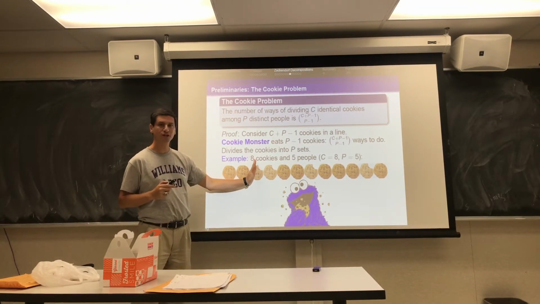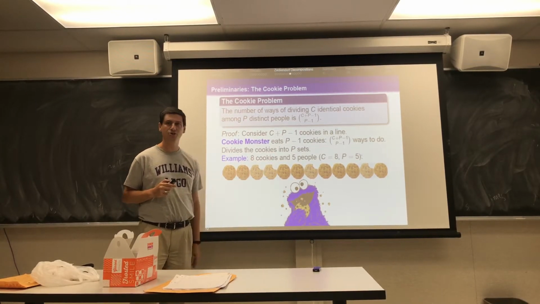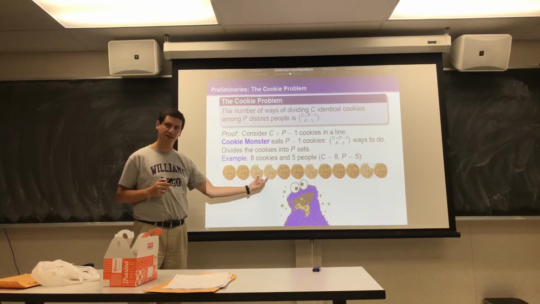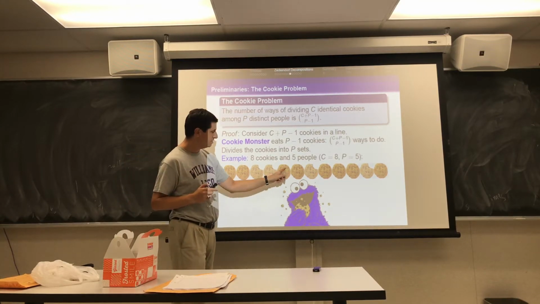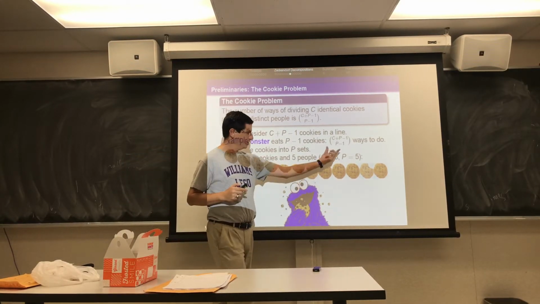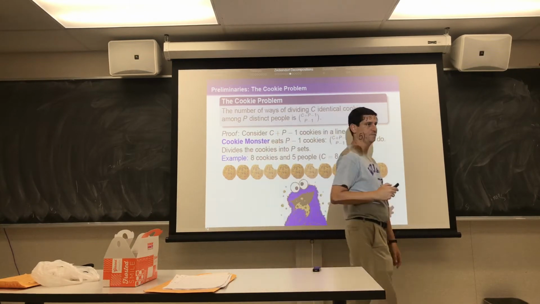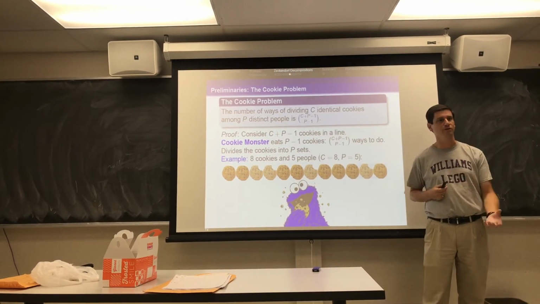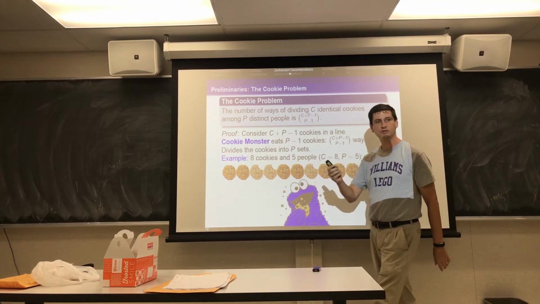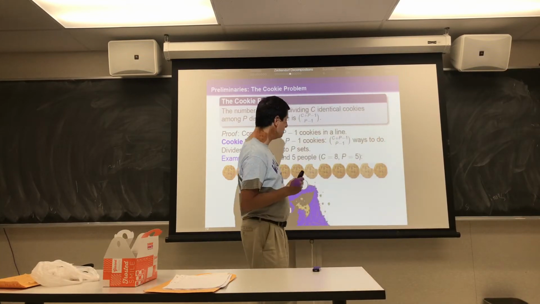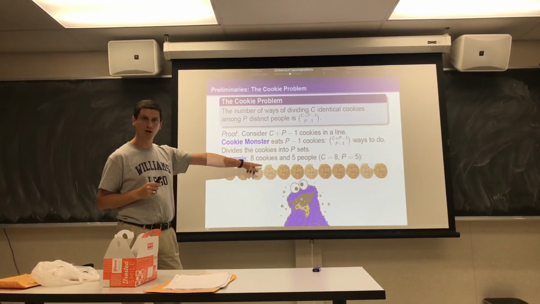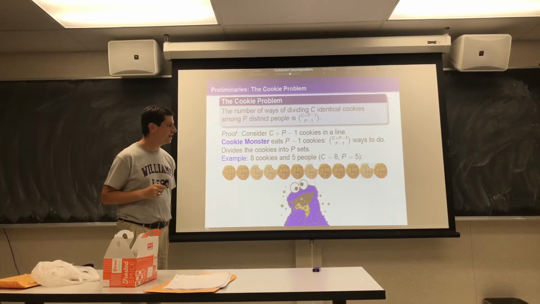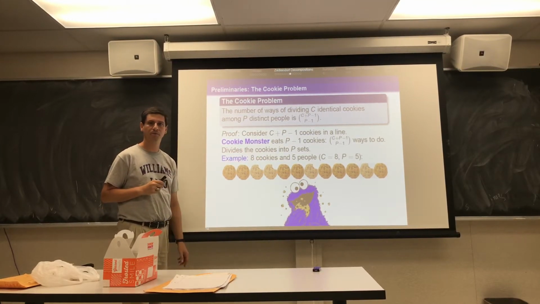Everything up to the first cookie goes to the first person. Everything between the first and the second eaten cookie goes to the second person. It's not their day, they get nothing. Everything from the second to the third goes to the third person, to the fourth person, to the fifth person. This is proof by story. There's a one-to-one correspondence between the number of ways Cookie Monster can eat 4 cookies from 12 and the ways I can divide 8 cookies among 5 people.